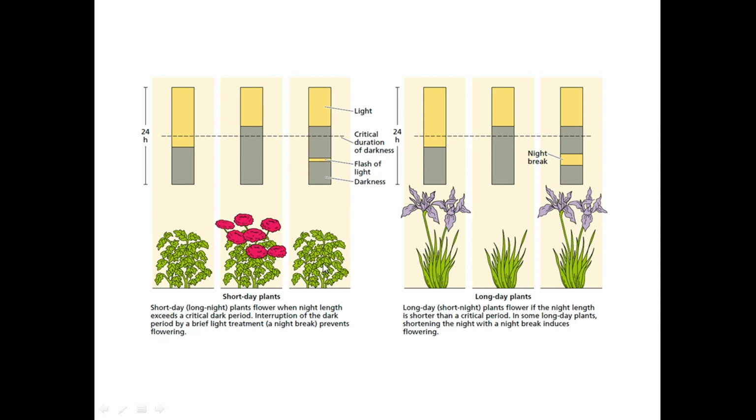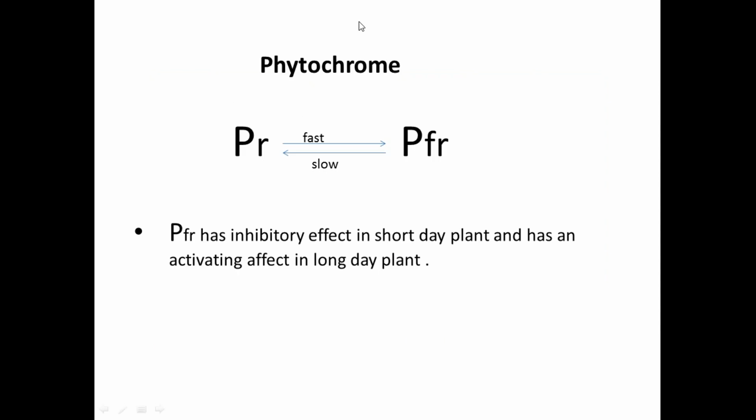A possible reason behind this could be the phytochromes. Phytochromes are basically some photoreceptors that are present in the plants. They absorb light in the red and far red region. When the light strikes the leaves during the daytime, the photoreceptor phytochrome gets converted from its PR to its PFR form. So phytochrome has two forms, PR and PFR. PR here means red and FR means far red.